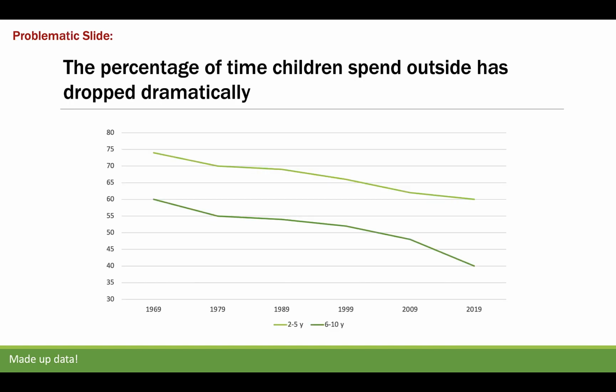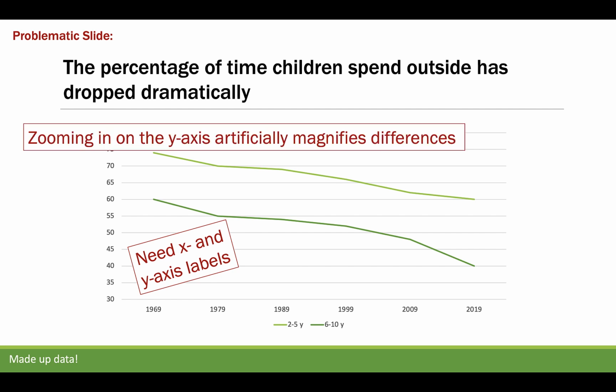Here's another slide of data that I just made up to further illustrate how to make sure that figures are good visual aids and are accurately conveying our data. Again, we have a figure that's somewhat problematic because there's no X and Y axis labels and because it's zoomed in, which artificially magnifies differences.